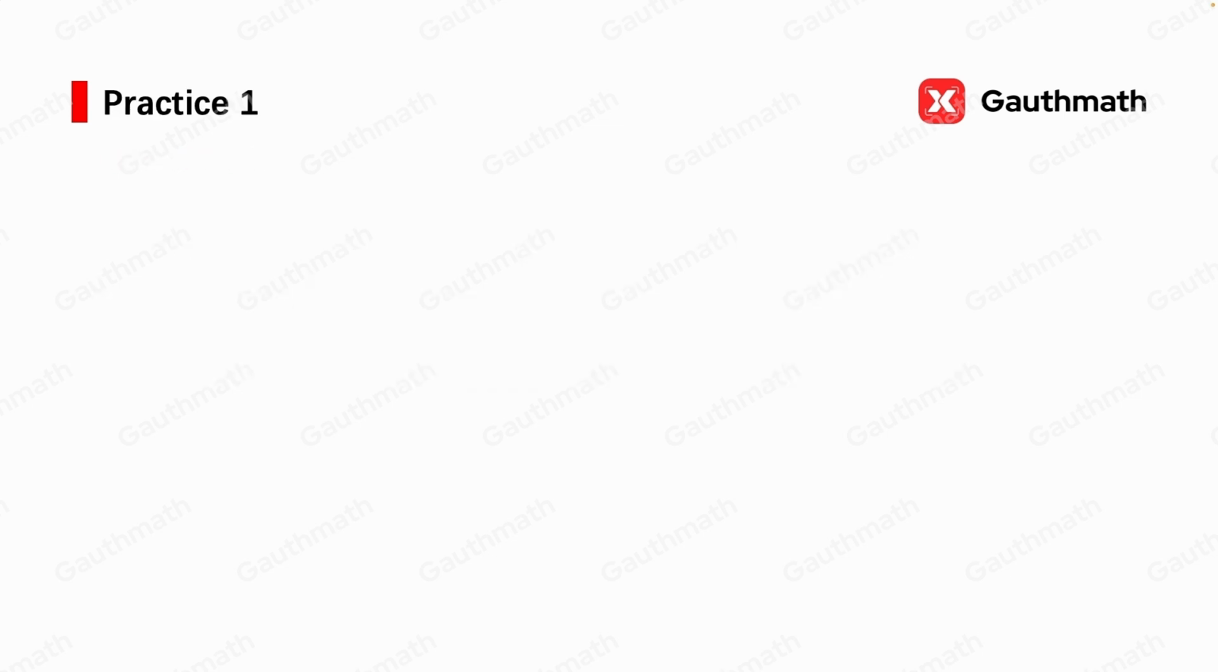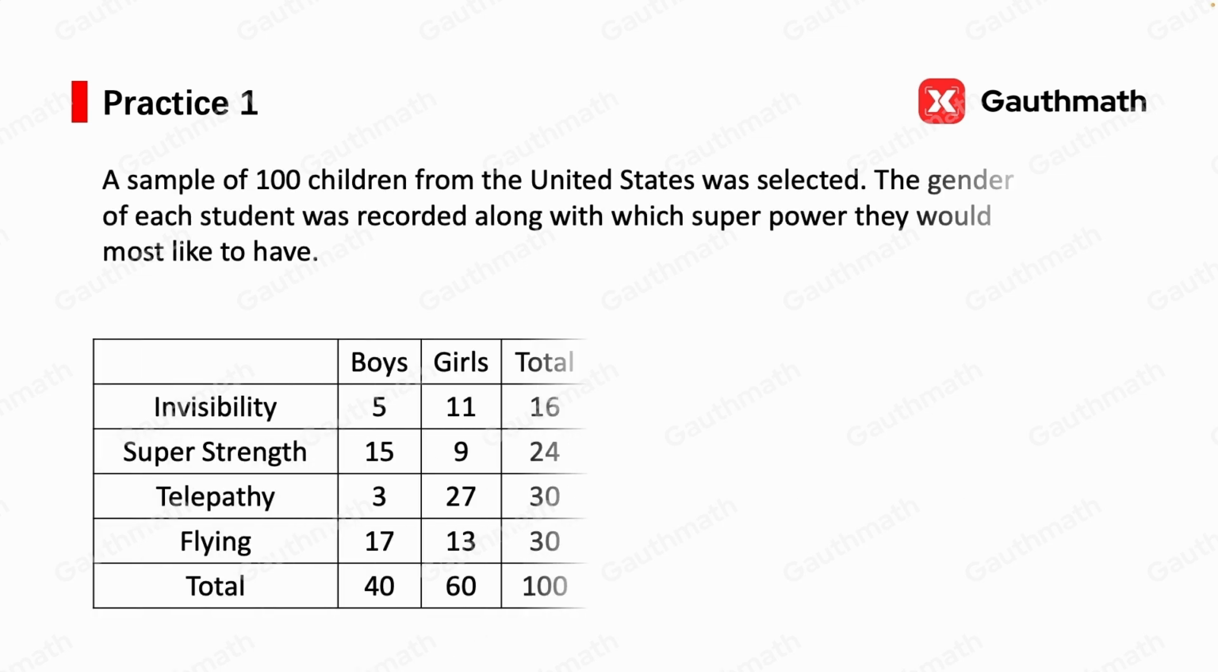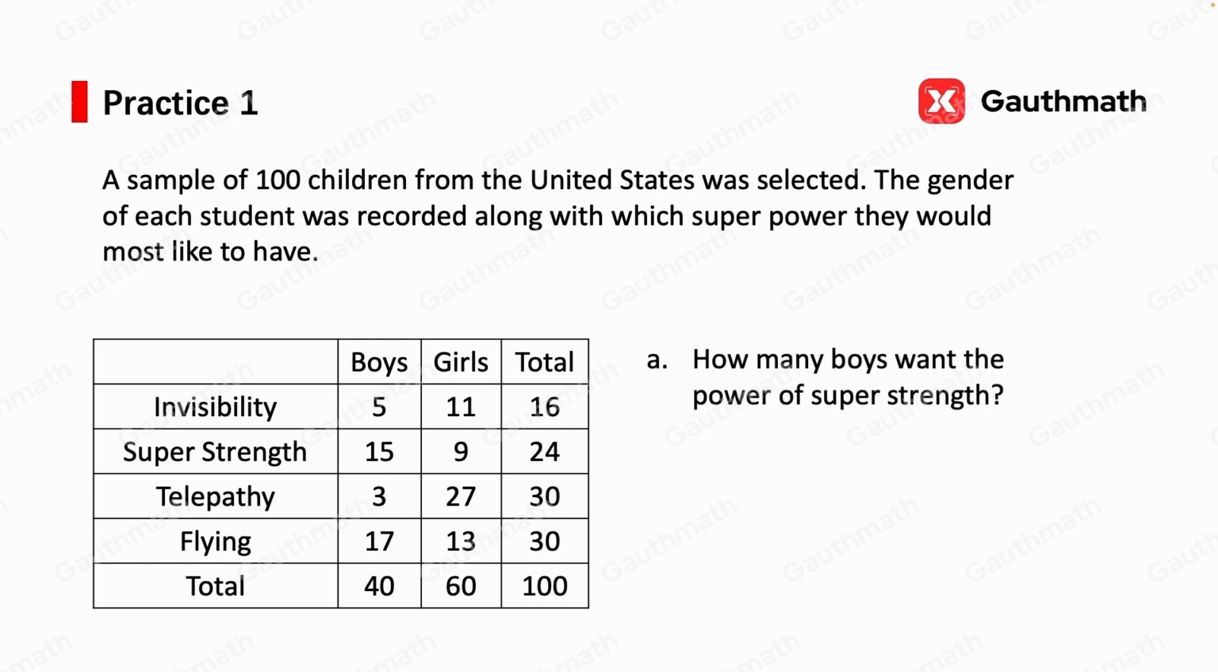Now we're familiar with drawing information from a table of data. Let's try a practice problem. A sample of 100 children from the US was selected. The gender of each student was recorded, along with which superpower they would most like to have. Question A, how many boys want the power of super strength? Well, let's look at the column with boys, and then the rows with super strength. We say that the number 15 appeared in the intersection, so the answer for this question is 15.